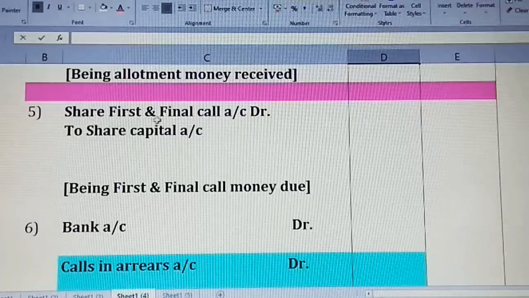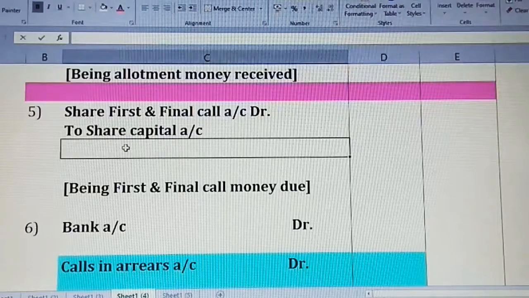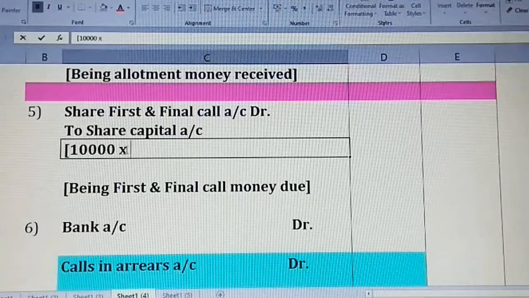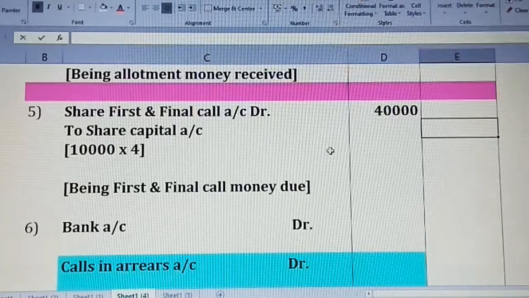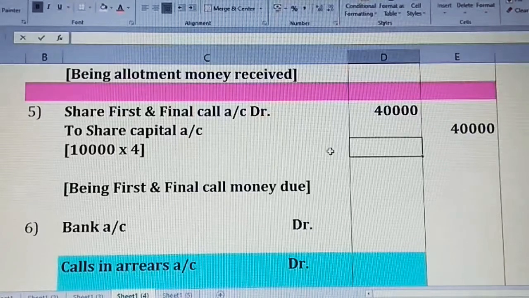So it's share first and final call account debit to share capital account. 10,000 shares at rupees 4, it's going to be 40,000. So due entry is 40,000, being first and final call money due.